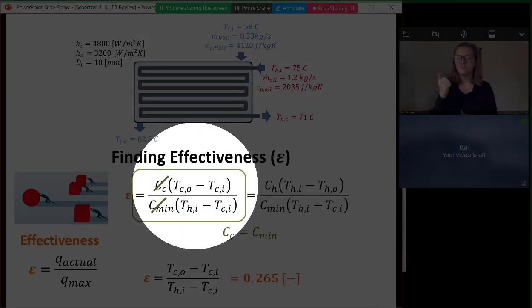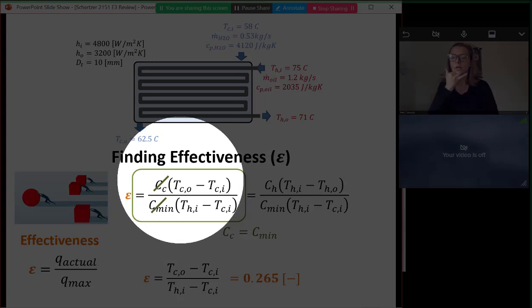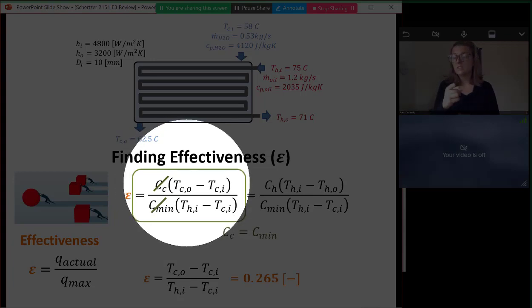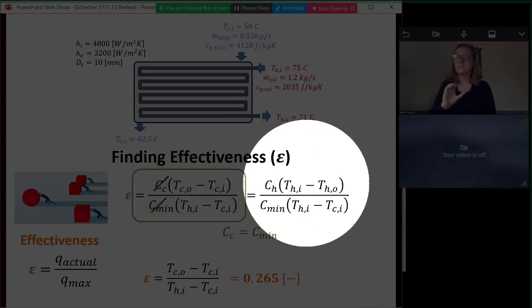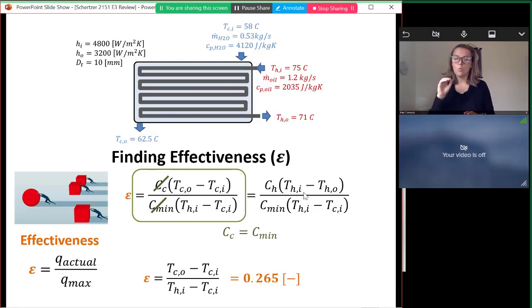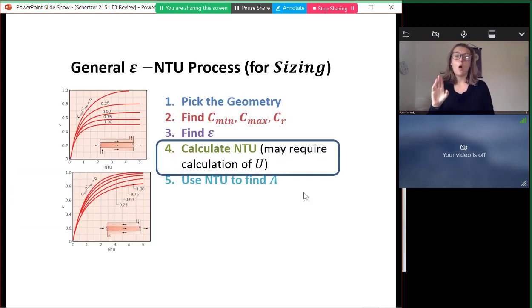Because this way it doesn't look like it now, but I had to find TC out, right? Which involved doing some manipulation. And over here, I would have to just put more stuff in. So it's six of one, half dozen of the other, I guess. And the problem never asked me to find TC out, so I didn't have to find it. So now I know the effectiveness.